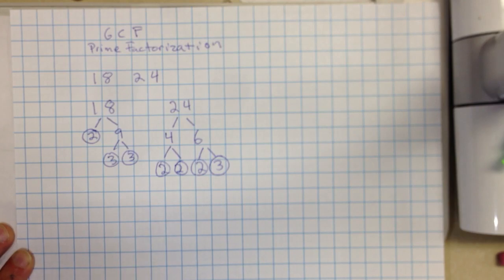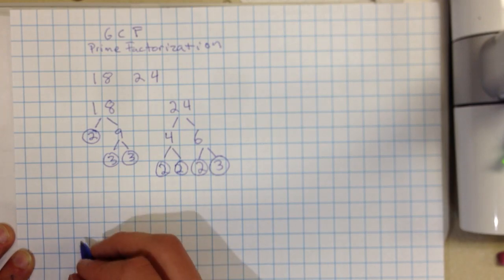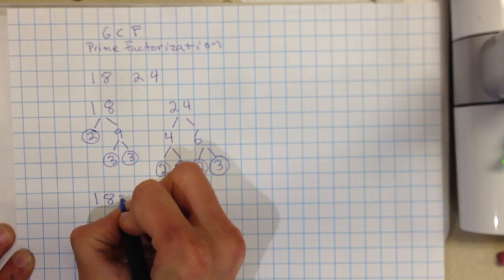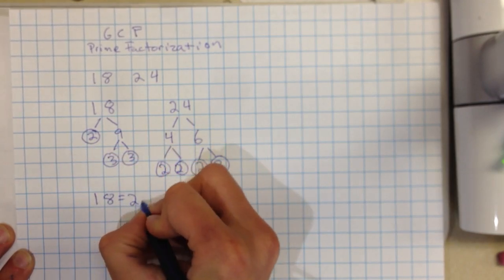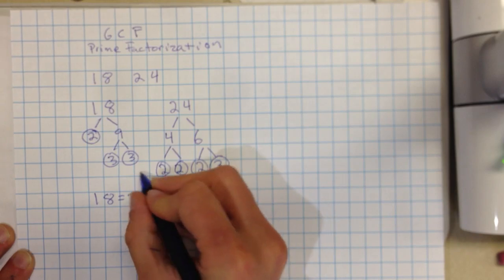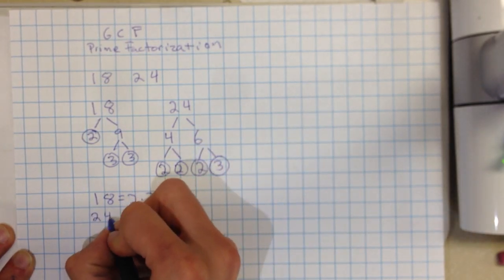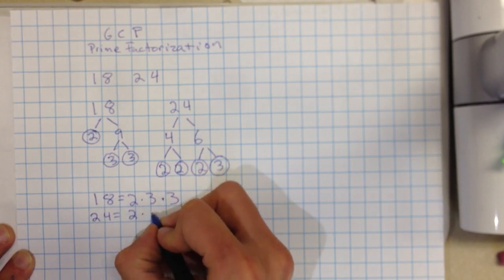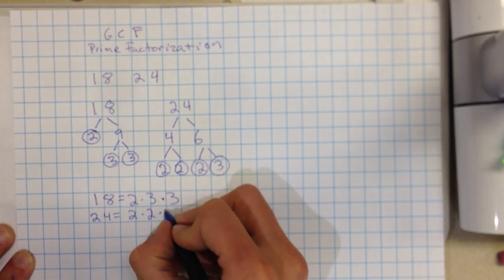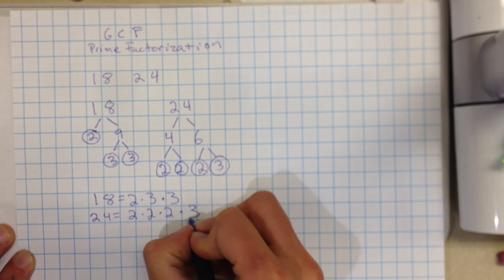Step 2 we had is list all the prime factors in order of least to greatest, and do not use exponential notation. Normally when I ask for prime factorization, you would want to put the exponents just to make your work look a little bit neater. But right now, we're going to be listing all of them. So I'm going to put 18, and I'm going to list the factors. I have 2 times 3 times 3. I'm going to do the same thing for 24 right underneath it. 24 equals 2 times 2 times 2 times 3.